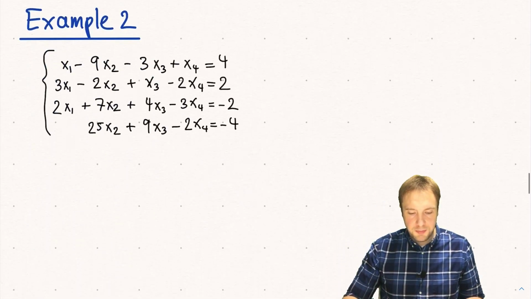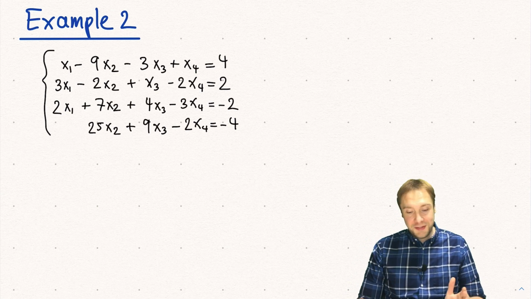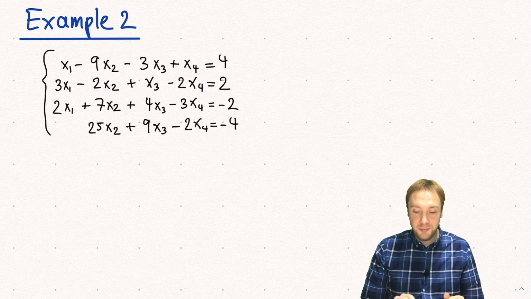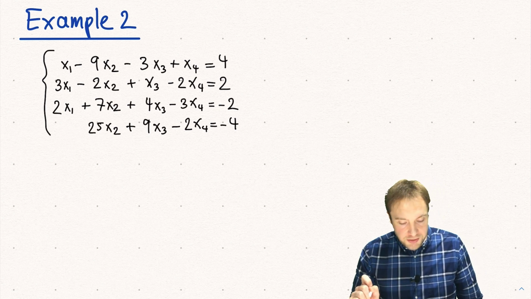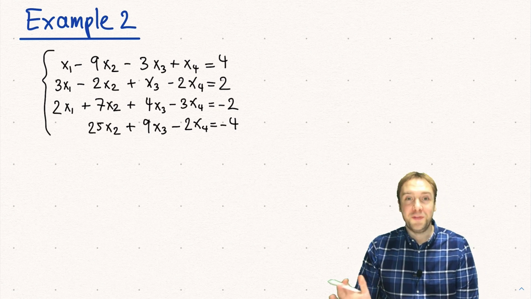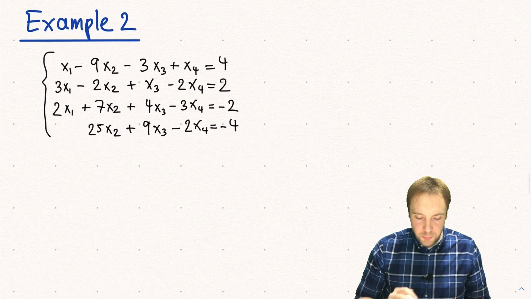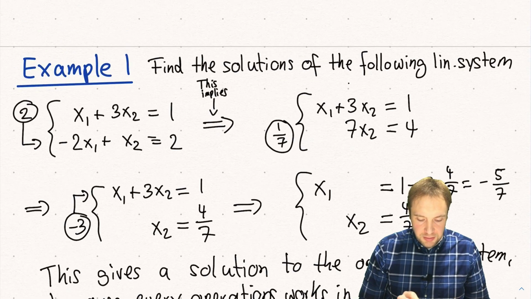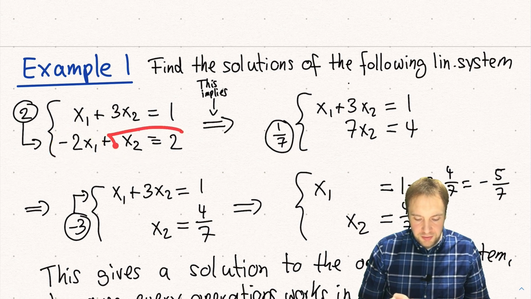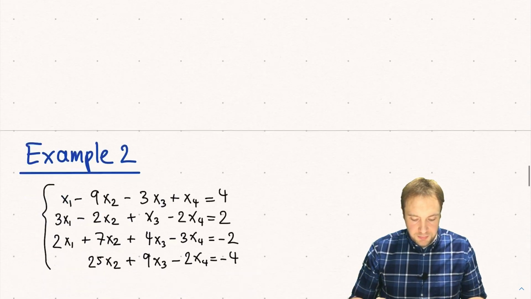So this is example number 2. So now we have 4 equations and 4 variables, and we want to find all solutions. So what did we do in the first example? Well, the first step here was to somehow get rid of this x1 in this equation, and then in the rest we just had x2 and we could find the solution. So here it's the same idea.